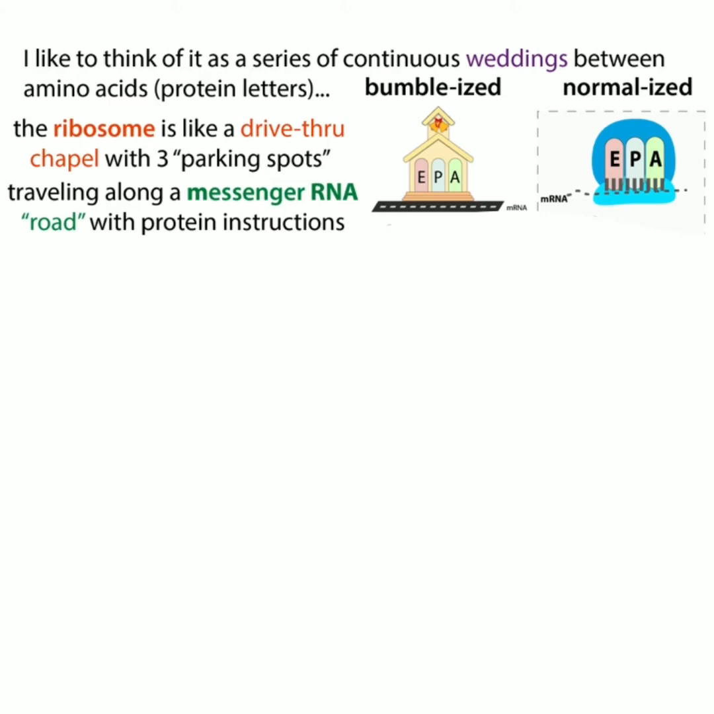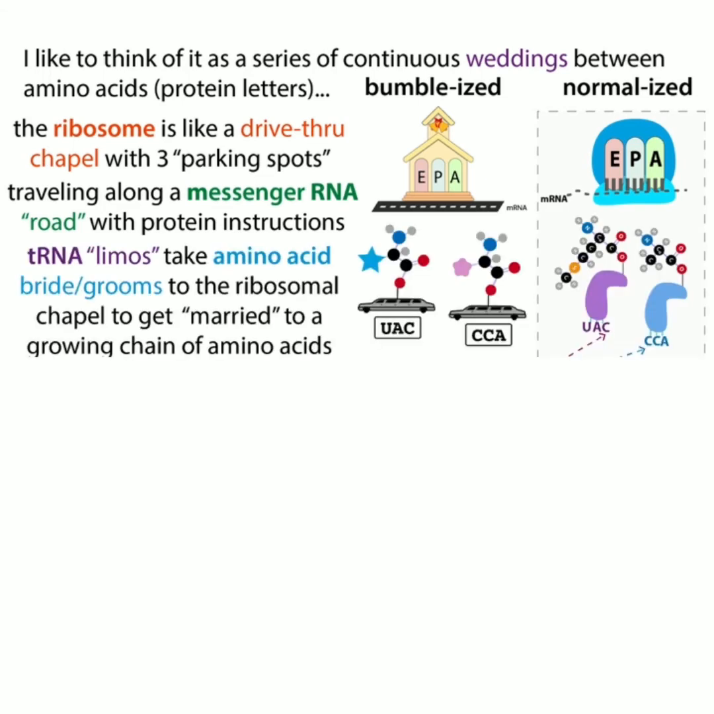And so each of these amino acid joinings we can think of as a wedding between amino acids. So this peptide bond formation is this wedding. And the ribosome is our chapel where this is going to take place. And we're going to think of it as a drive-through chapel with 3 parking spots, so the E, P, and A. And then it's traveling along this messenger RNA road, which has our protein instructions. What about our tRNA? So those are the molecules that have the anticodon that matches the codon and which have the corresponding amino acid. And so that's our link between the mRNA and the protein languages.